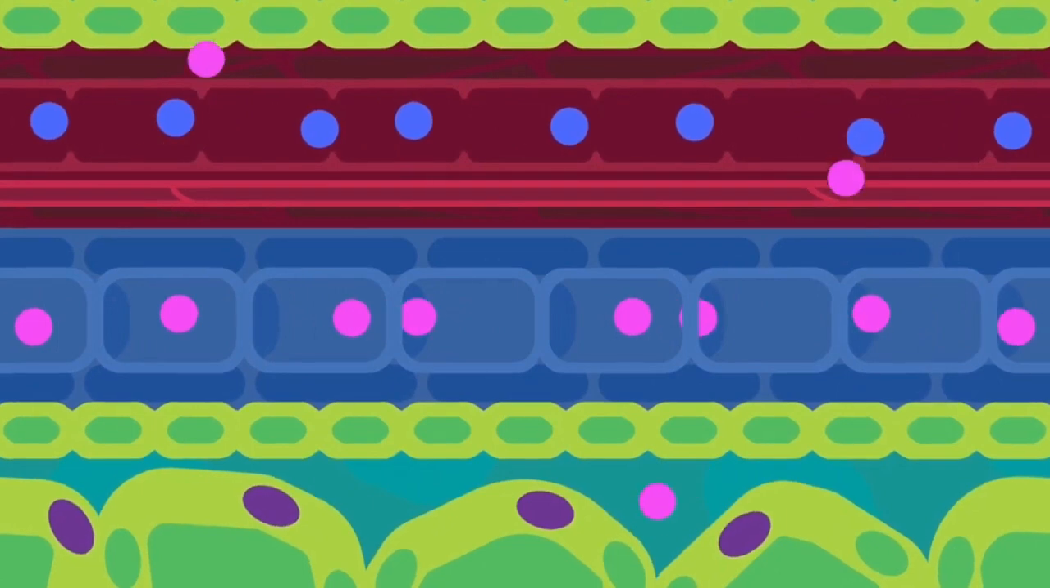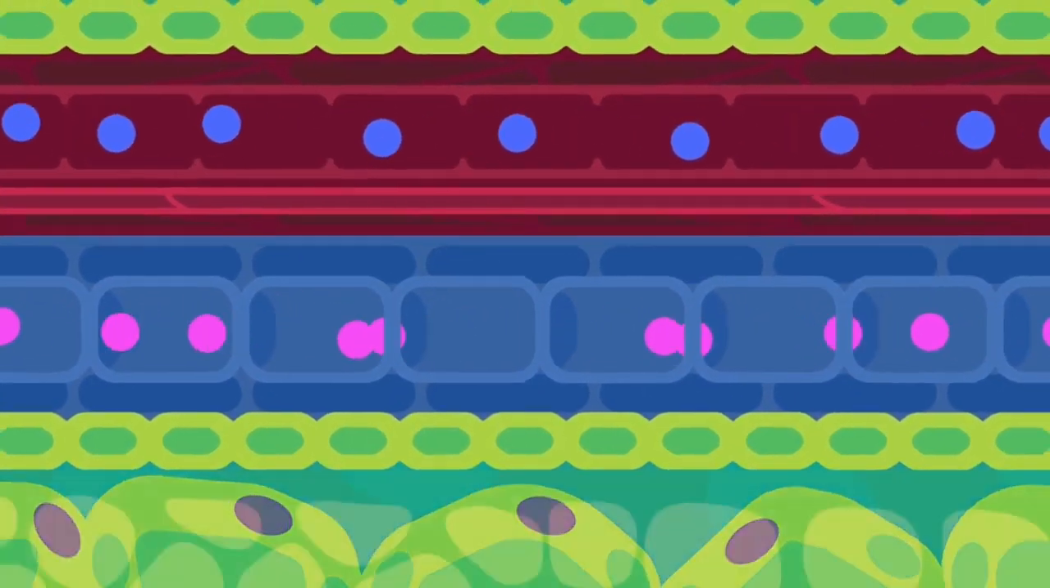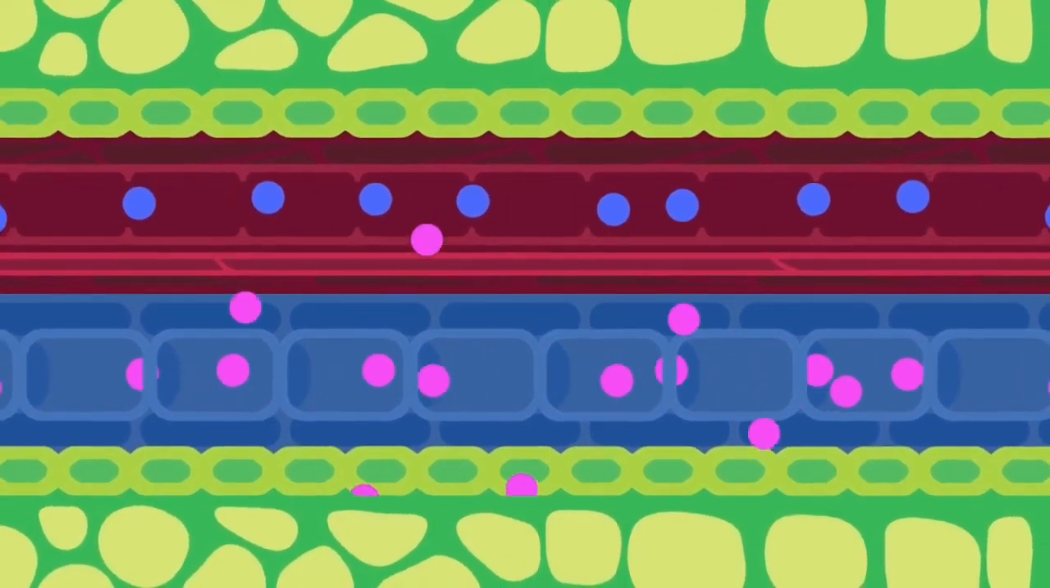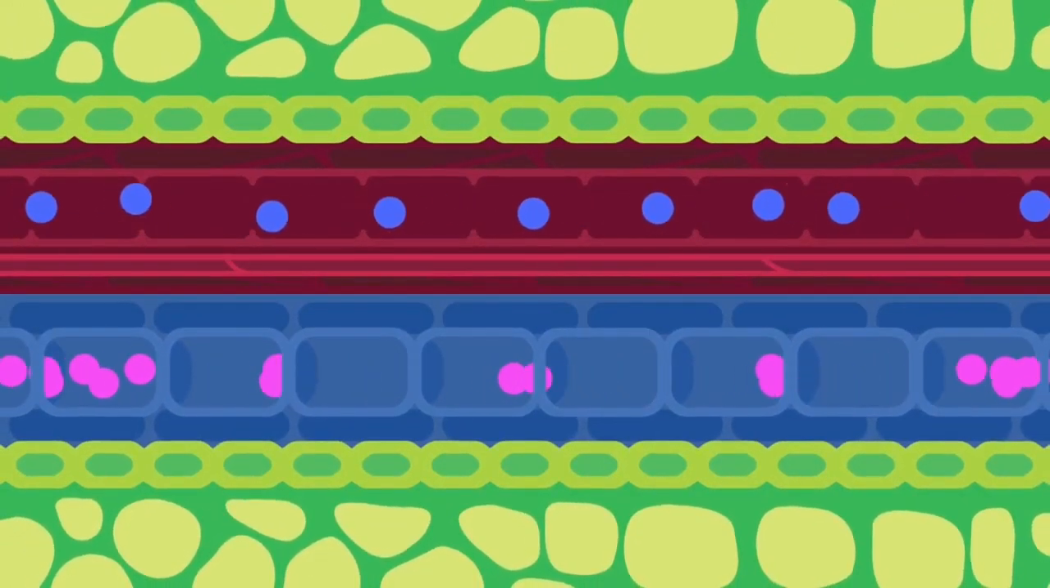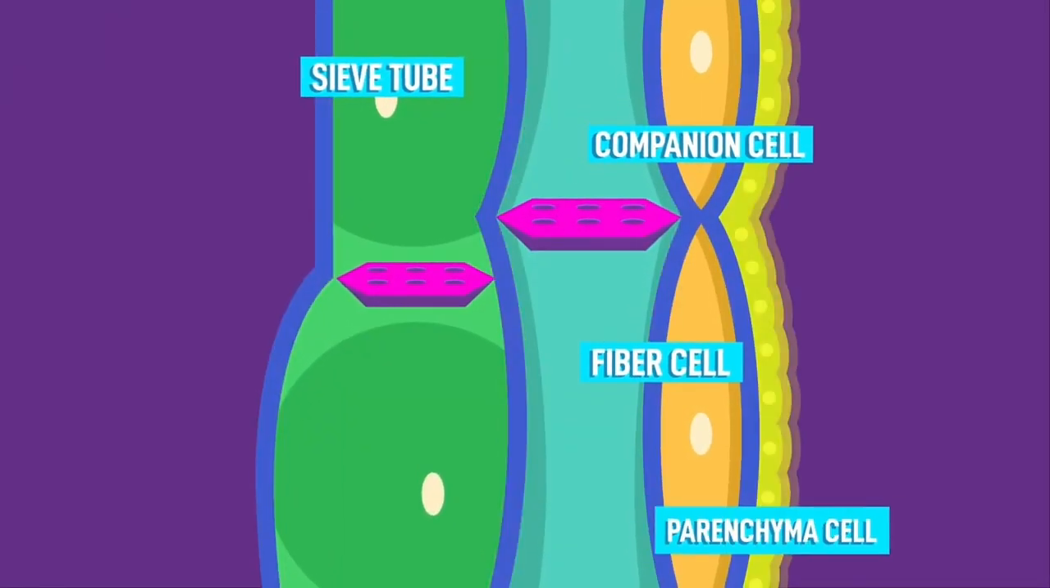Phloem. The phloem transports manufactured foods like sucrose and amino acids from the green parts of the plant like leaves to other parts of the plant. The process is called translocation. Phloem consists of sieve tubes, companion cells, fiber, and parenchyma.